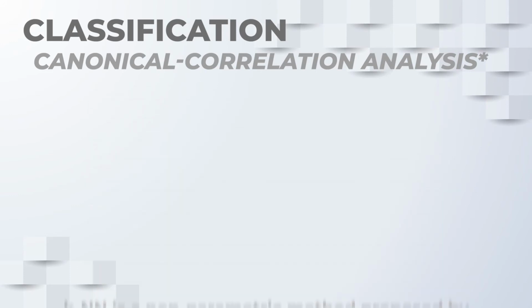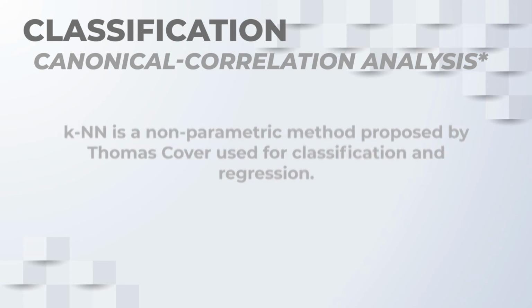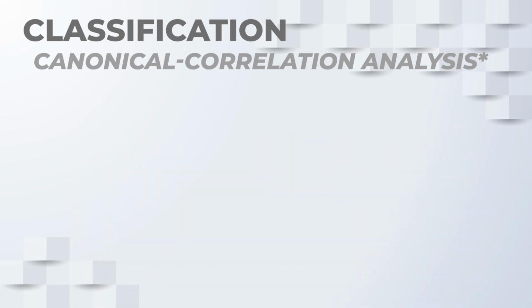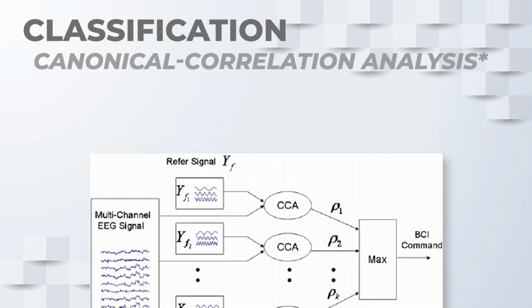These canonical correlations are used as features for KNN, or K-nearest neighbors. KNN is trained and tested on offline data with the correct target as a label. CCA can also be used to classify by choosing the target with the maximum correlation score.